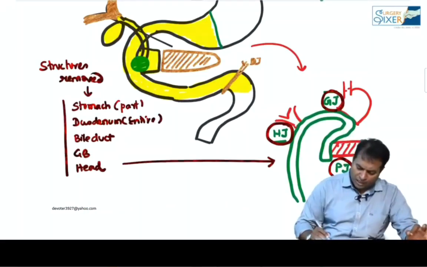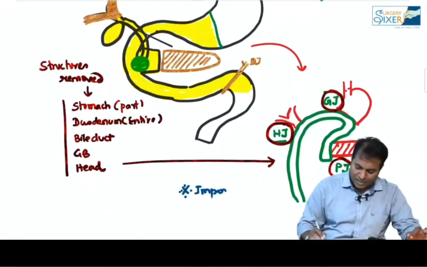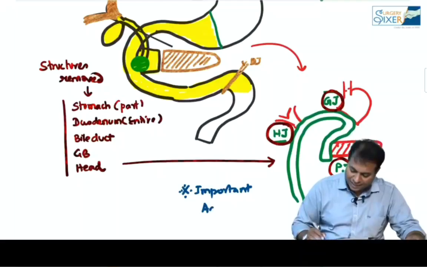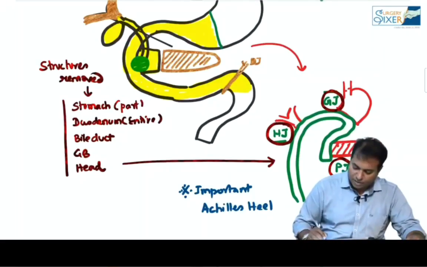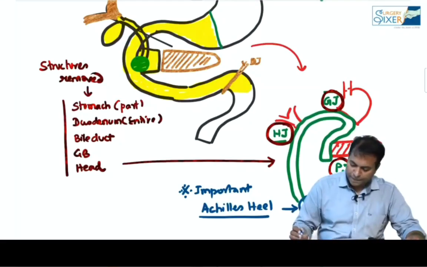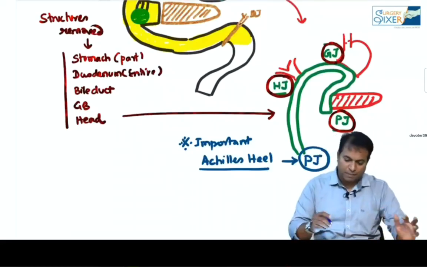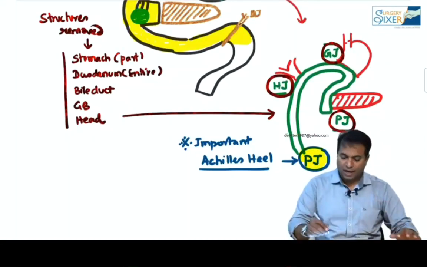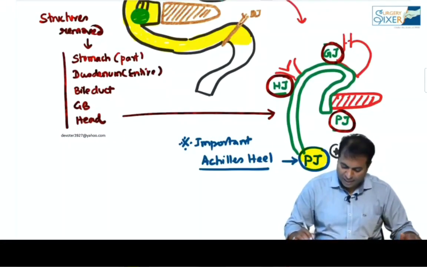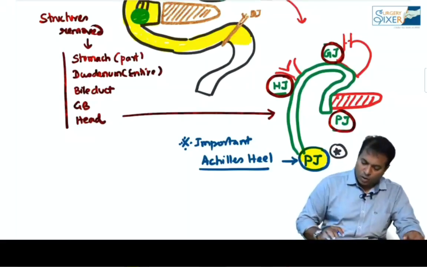What is the most important anastomosis in this operation? The most important anastomosis, also known as the Achilles heel of Whipple's operation, is the pancreaticojejunostomy. Pancreaticojejunostomy is the Achilles heel of this operation. And now the question starts.